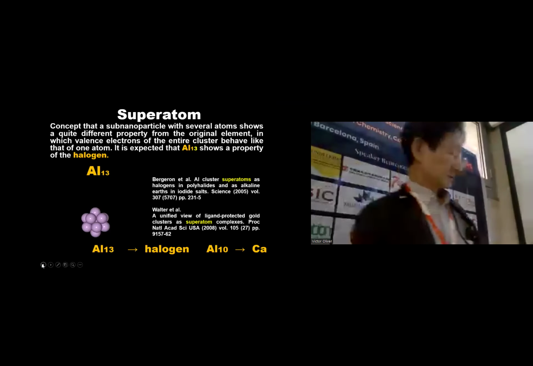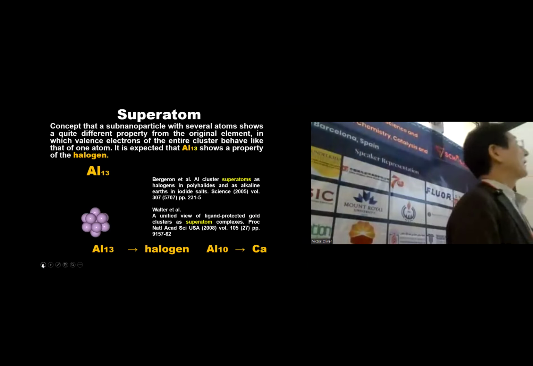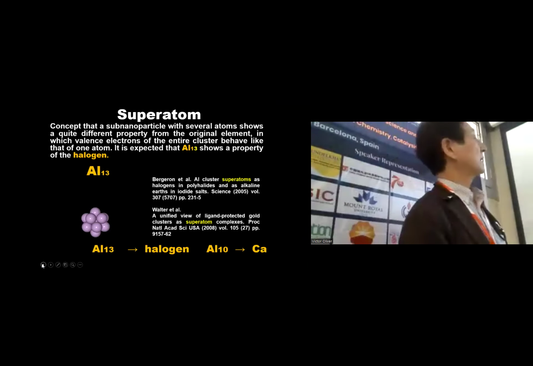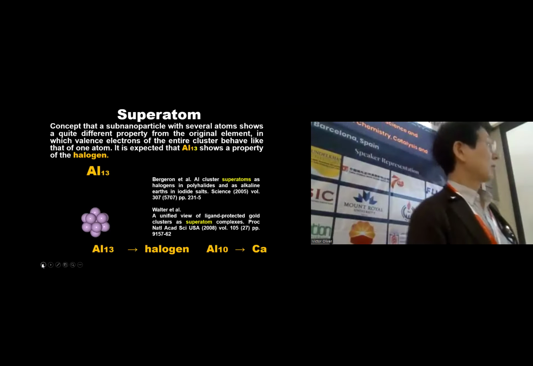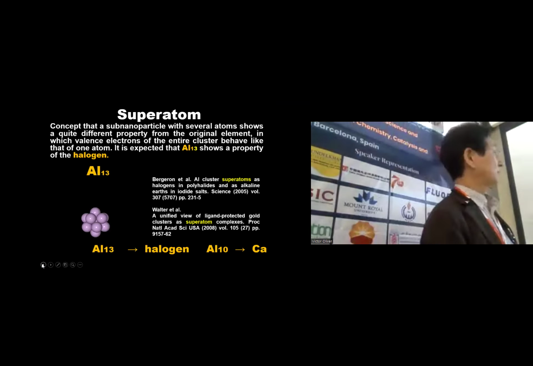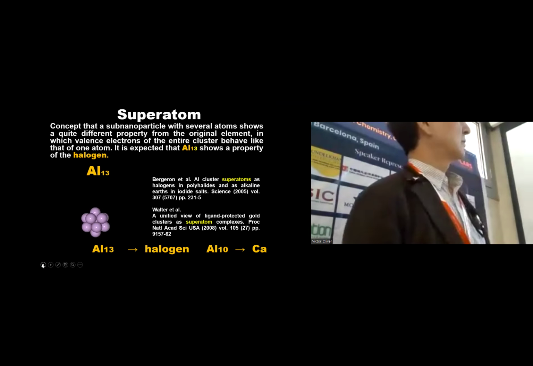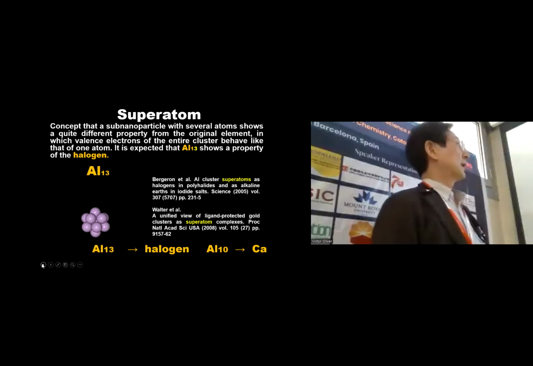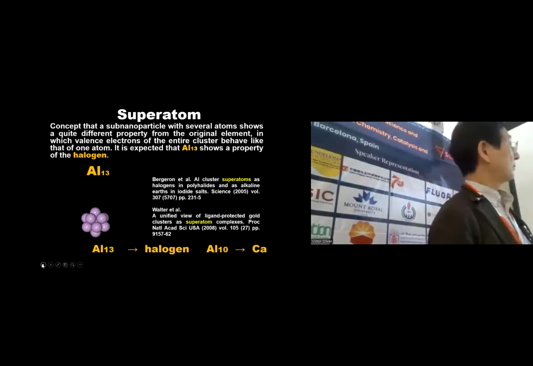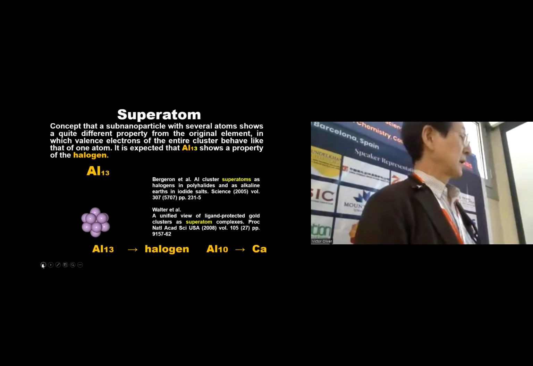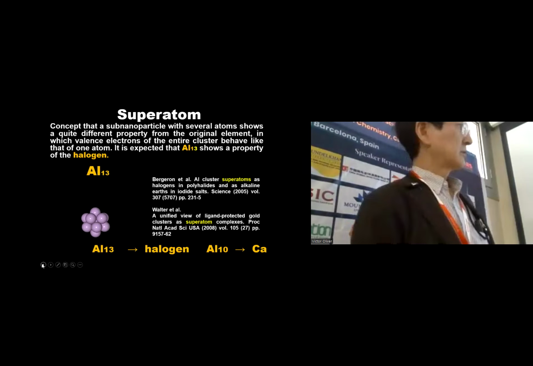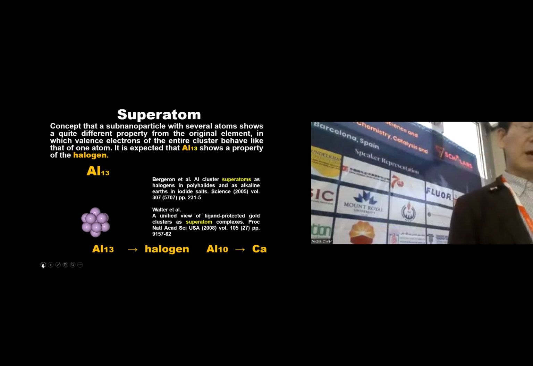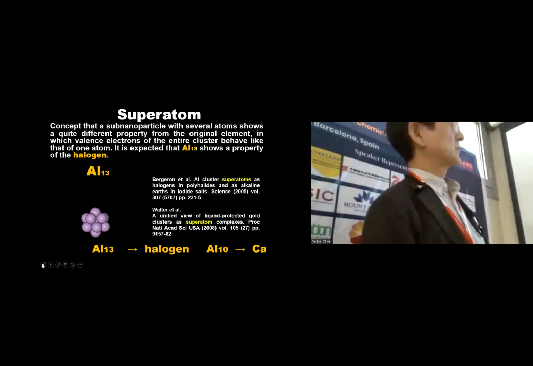So I would like to introduce a very interesting report on sub-nano-size metal particles. An aluminum particle with 13 atoms does not show the original property of aluminum, but that of a halogen. This is called a super atom. So when the property of a sub-nano-size metal particle drastically changes from the original element to another element, it's called a super atom. However, a super atom has not been synthesized as a material until now.